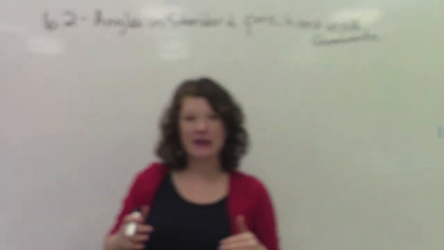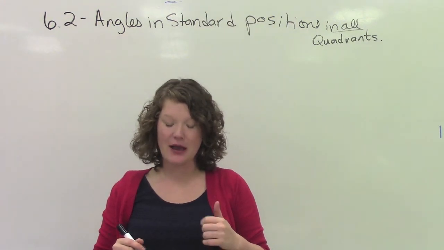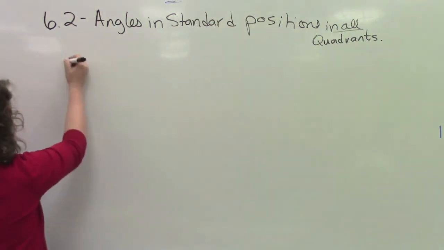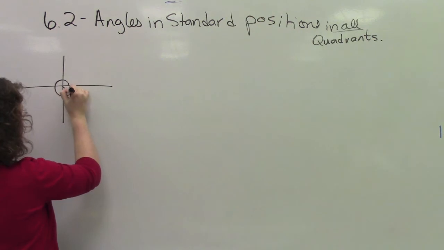6.2, angles and standard positions in all quadrants. So far, we have just really looked at the definitions for standard angles and standard position in the first quadrant. But what happens when we have an angle that's like this? It's in the fourth quadrant.